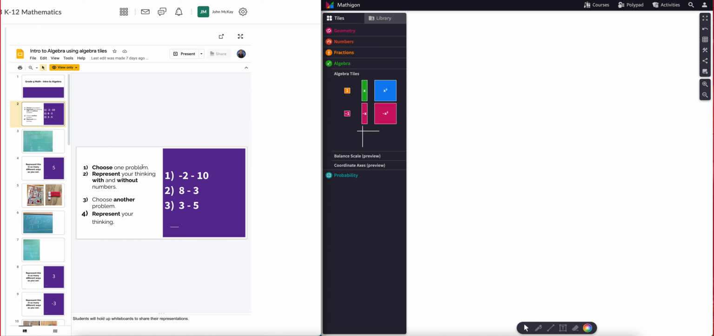Here's what we need. In each of these, I see two isolated numbers. I see a -2 and a -10. Then I see an 8 and a -3, and a 3 and a -5. If I were to build this first one, I'm going to try and do it in two stages. I see a -2, so I'm going to take two negatives and drop them on the page.